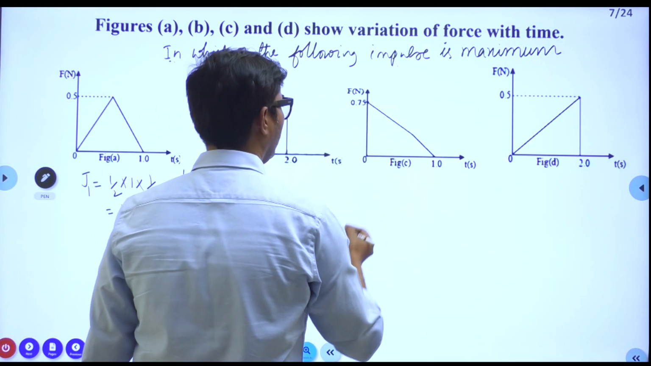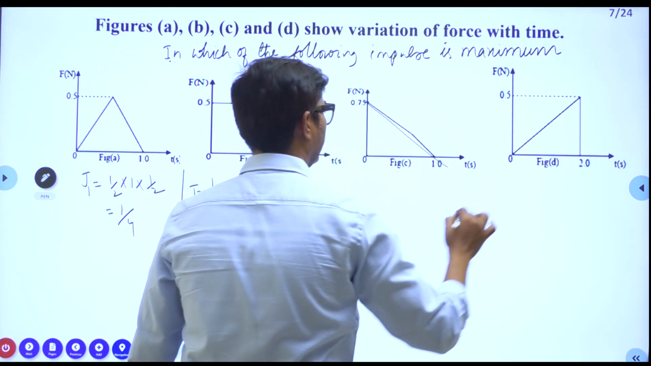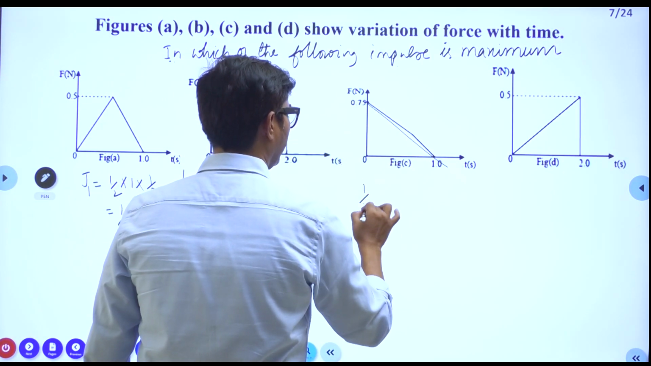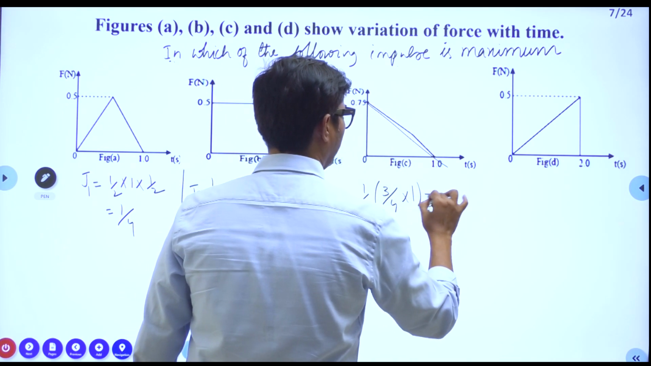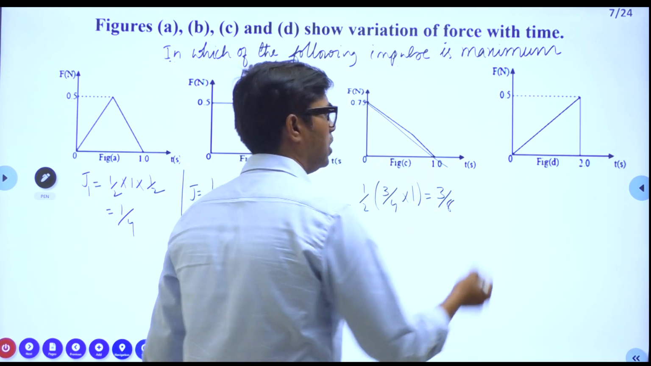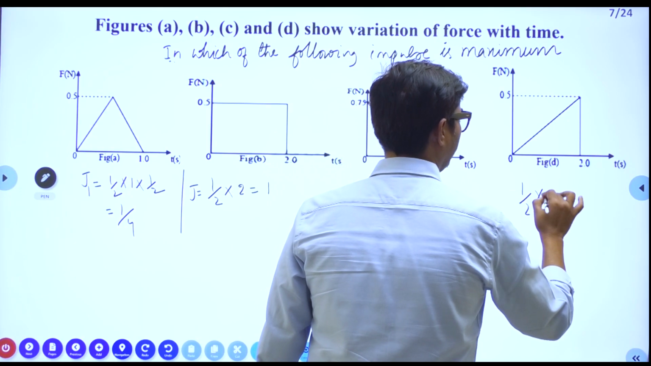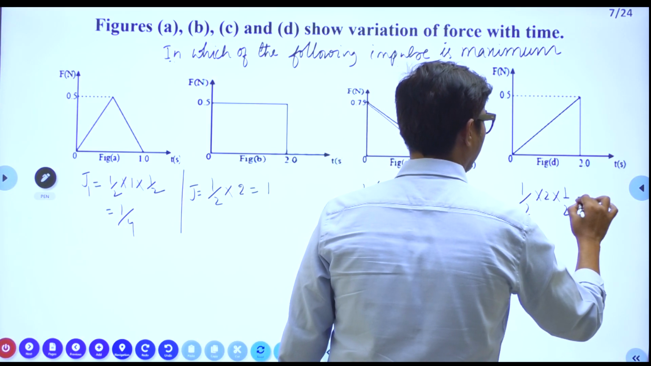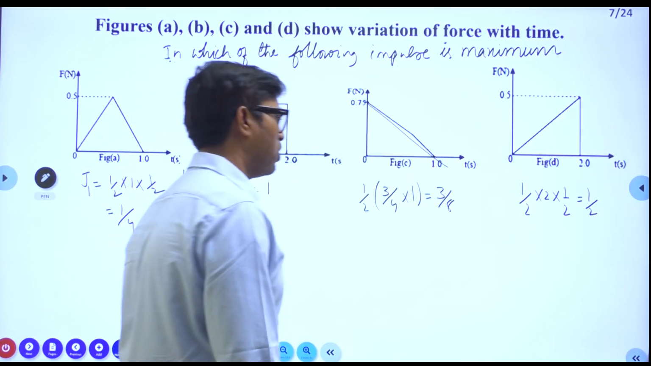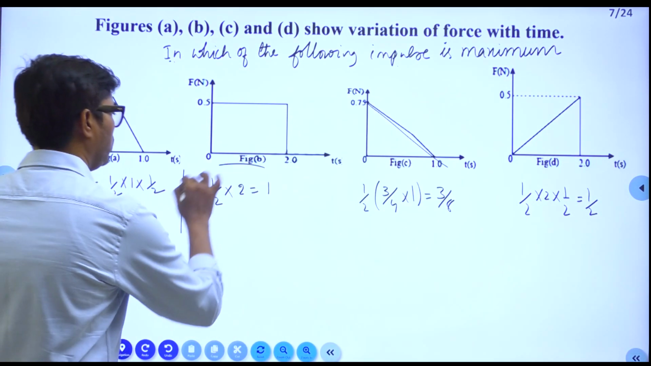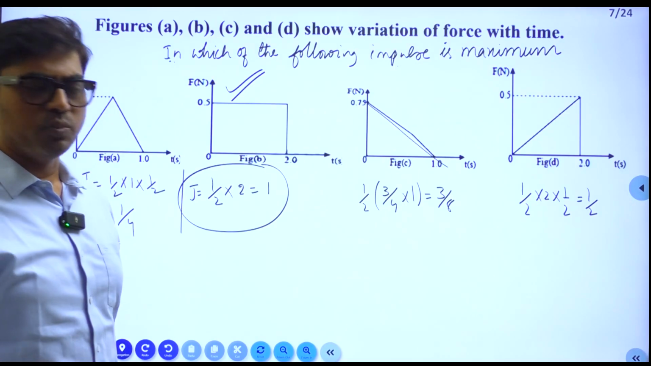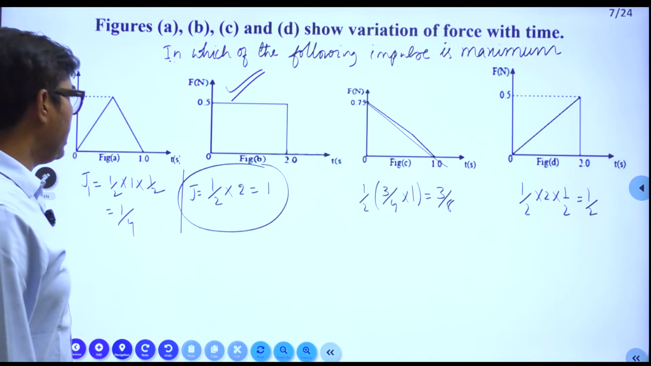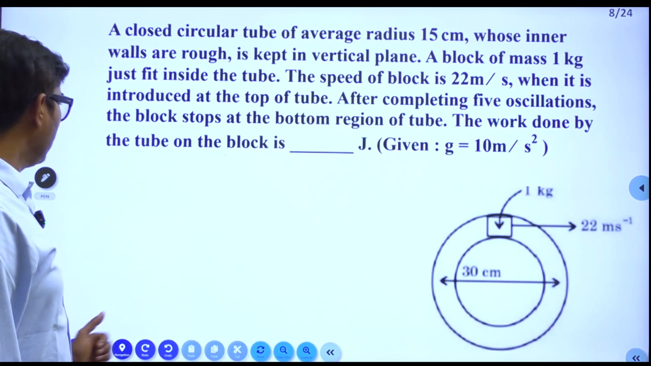And then the third one. So it is basically a straight line here. Half of 0.75, meaning 3 by 4, into 1. So you get 3 by 8 here. And over here, half of base 2, height 1 by 2, you will get 1 by 2. So now you see, out of all, this way you will get the maximum. So the answer is B. In the case of B, you will have the maximum impulse. Impulse is basically the area under the force-time graph.